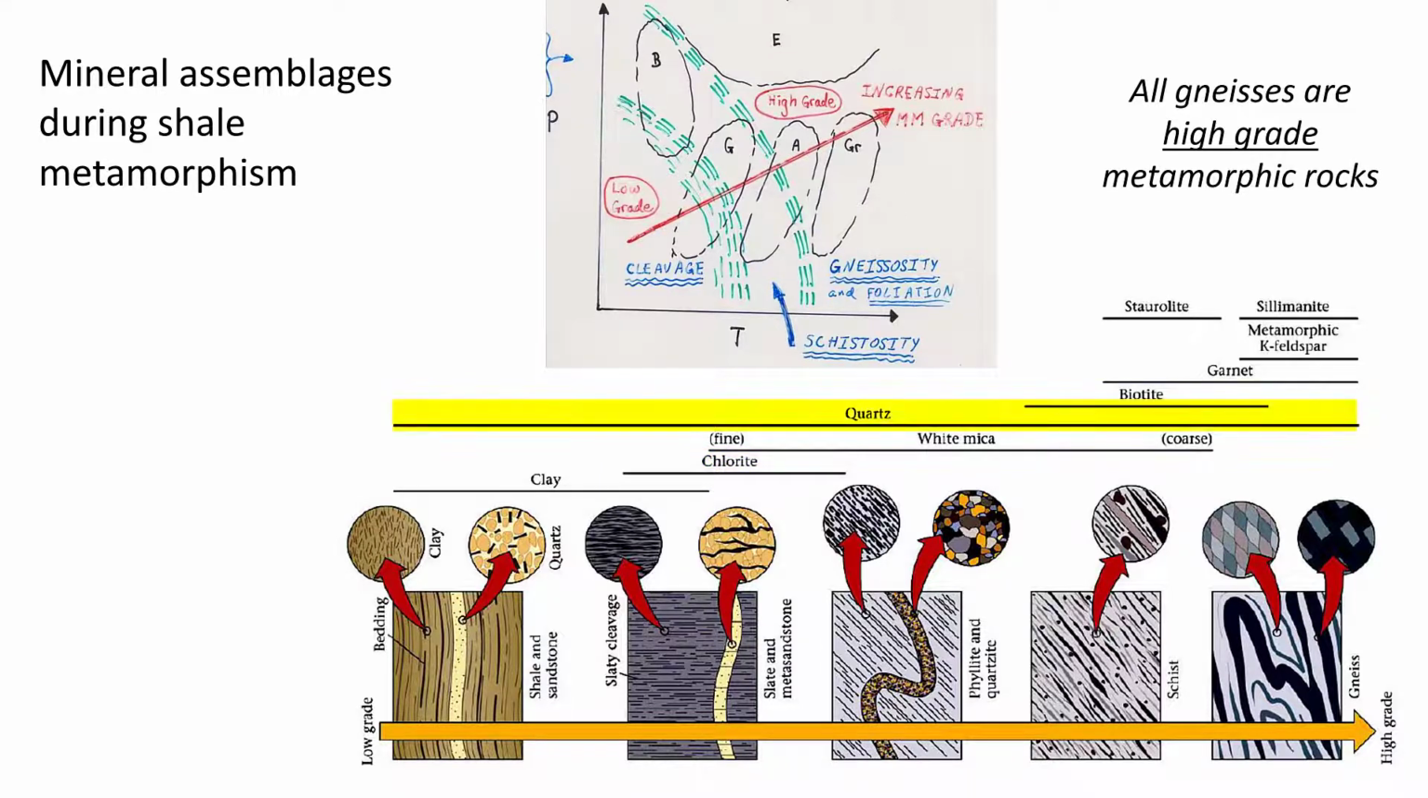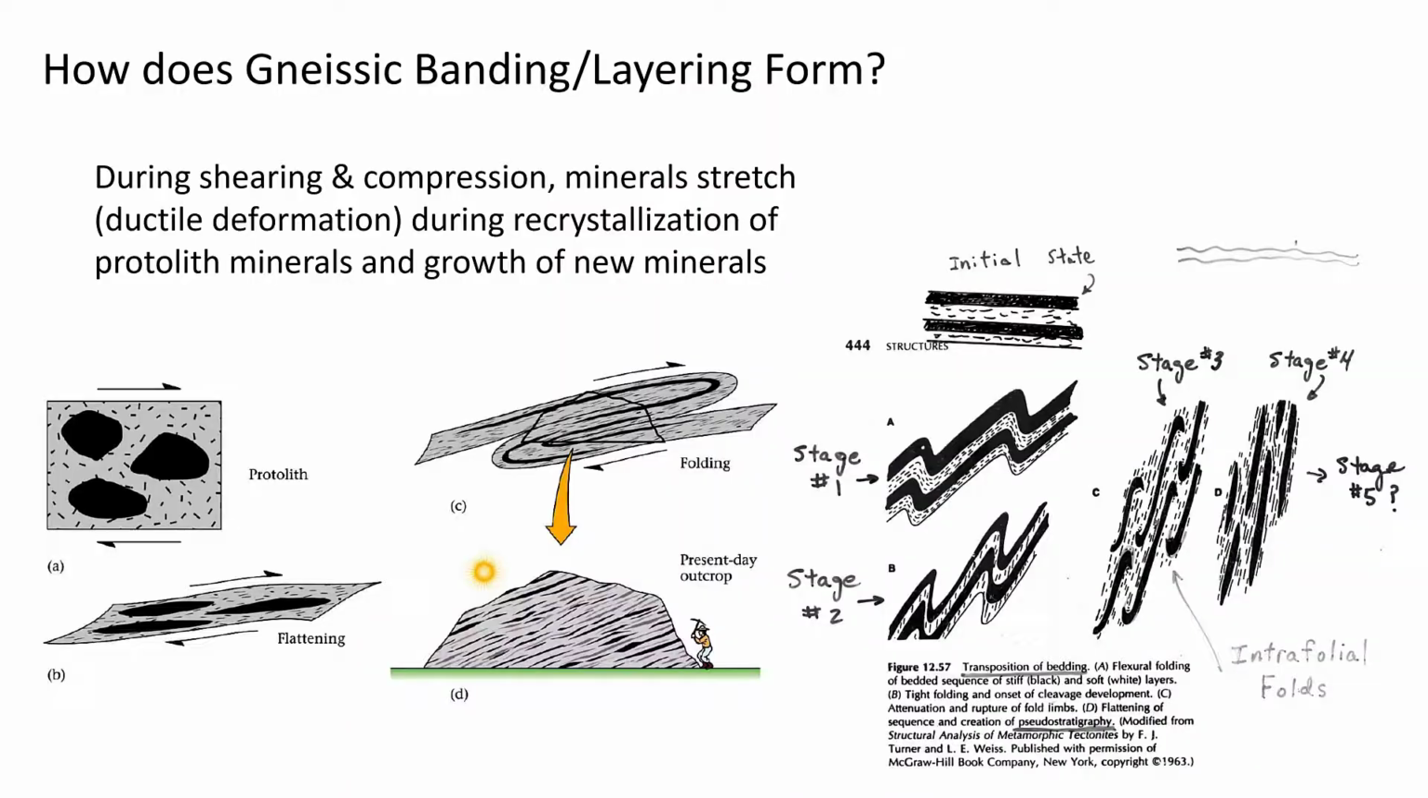Quartz exists throughout this entire metamorphic series. As we get into schists, we start to see the formation of biotite, garnet, and staurolite, and we get into the very high grade of gneiss, with sillimanite and metamorphic potassium feldspar. And it's important to note that all gneisses are considered high-grade metamorphic rocks. Speaking of gneisses, how exactly does gneissic banding or layering form?